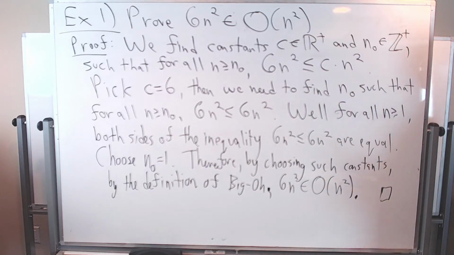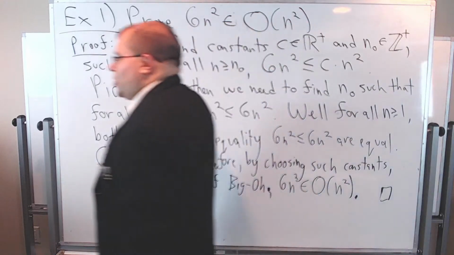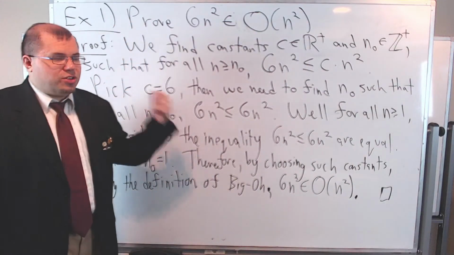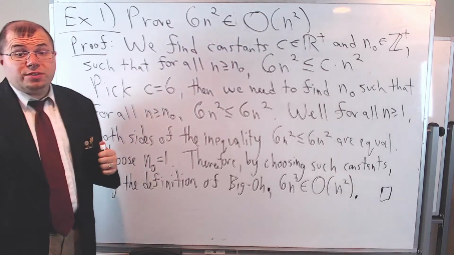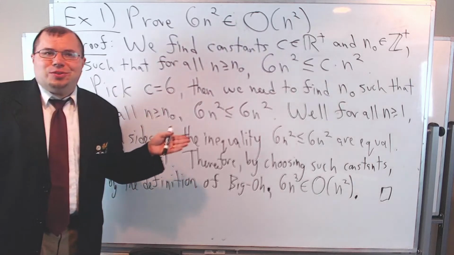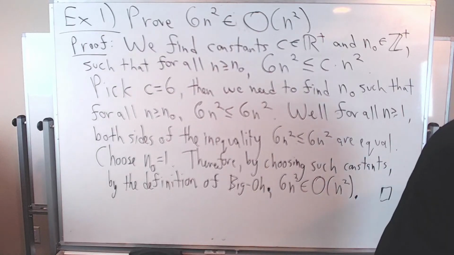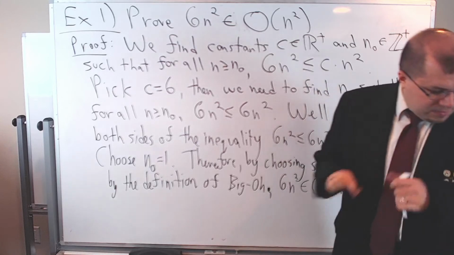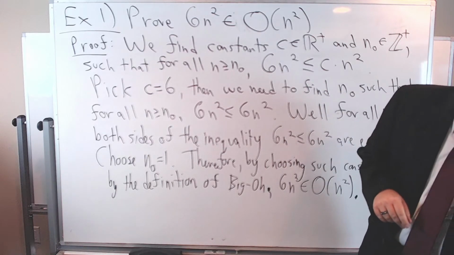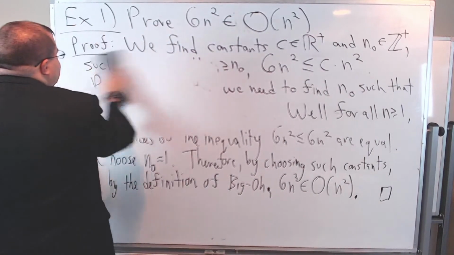So that's our first exercise. Hopefully you found this pretty straightforward. The whole idea here is I find the c and I find the n0. Usually the strategy is I pick a c, then I determine n0. You might find n0 first, then pick c if you like. I prefer doing it this way, but there are many ways you can approach this. So let's do another example. Let's do a second example.